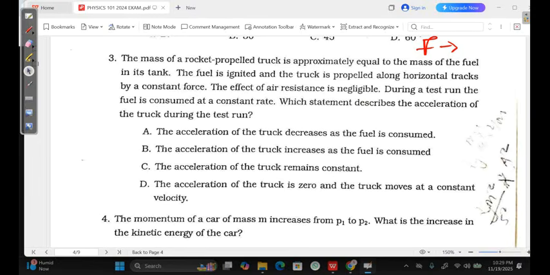Acceleration remains constant. So the acceleration of the truck increases as the fuel is consumed. So that's the answer. The best answer in this case is B.